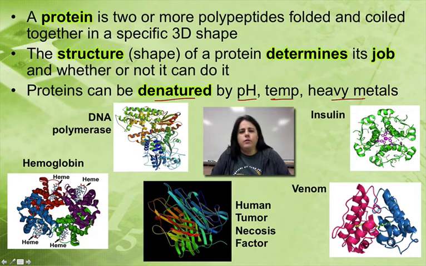Insulin helps control blood sugar or blood glucose, and people who are diabetic don't make it, or don't make it in the right shape, which is why they're diabetic. And if you get bit by a venomous snake, this is one of the types of venom protein, and those proteins interact with how your cells function and could potentially kill you depending on the type of venom it is.